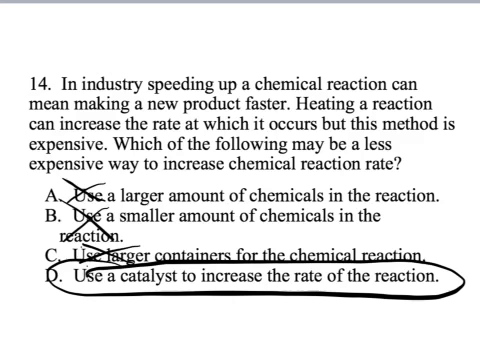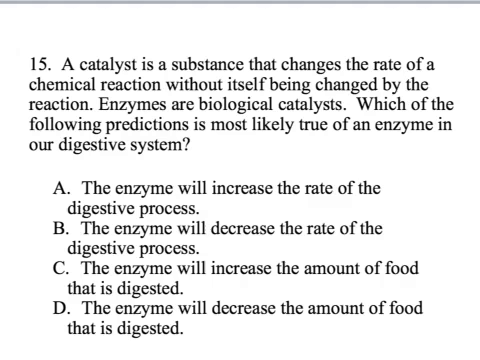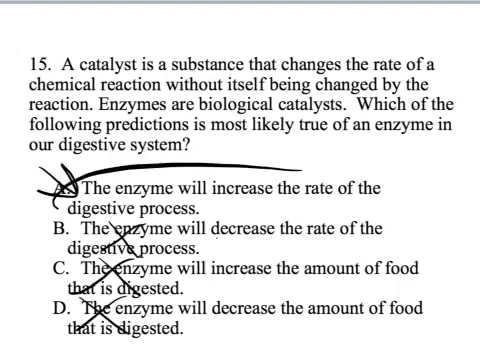A catalyst is a substance that changes the rate at which a chemical reaction occurs without itself being changed by the reaction. Enzymes are biological catalysts. Which of the following predictions is most likely true of an enzyme in our digestive system? A, the enzyme will increase the rate of a digestive process. Well, isn't this what it says? Yeah, it is. That's what the answer is. The enzyme will decrease. Wait a minute. An enzyme is a biological catalyst. So no, it's not going to decrease. The enzyme will increase the amount of food digested? No, because you'd be taking in more food. It's still going to break down the same amount of food, however much you take in. The enzyme will decrease them. No, it's not. The enzyme is going to increase the rate of the digestive process. Because what is it? It's a catalyst.